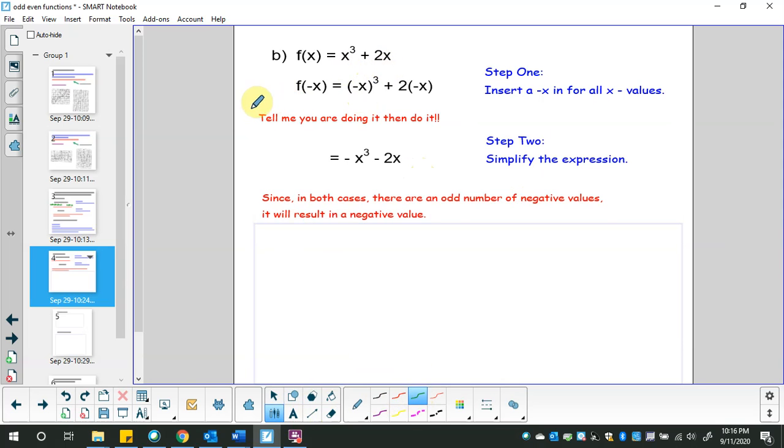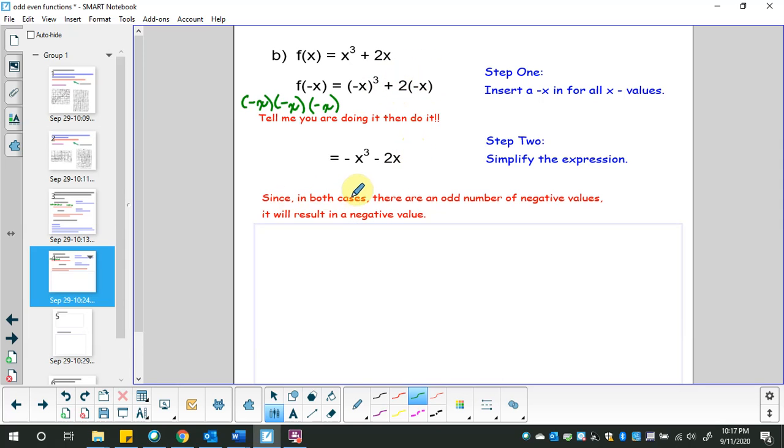So negative x to the 3 is negative x times negative x, which is positive x squared, times another negative x is negative x cubed. So there's the x cubed from the x times x times x, and then a negative times a negative times a negative is a negative, so we can sit it on the outside of the bracket or no bracket at all. Then here, this should be pretty easy. Positive 2 times negative x is negative 2x.